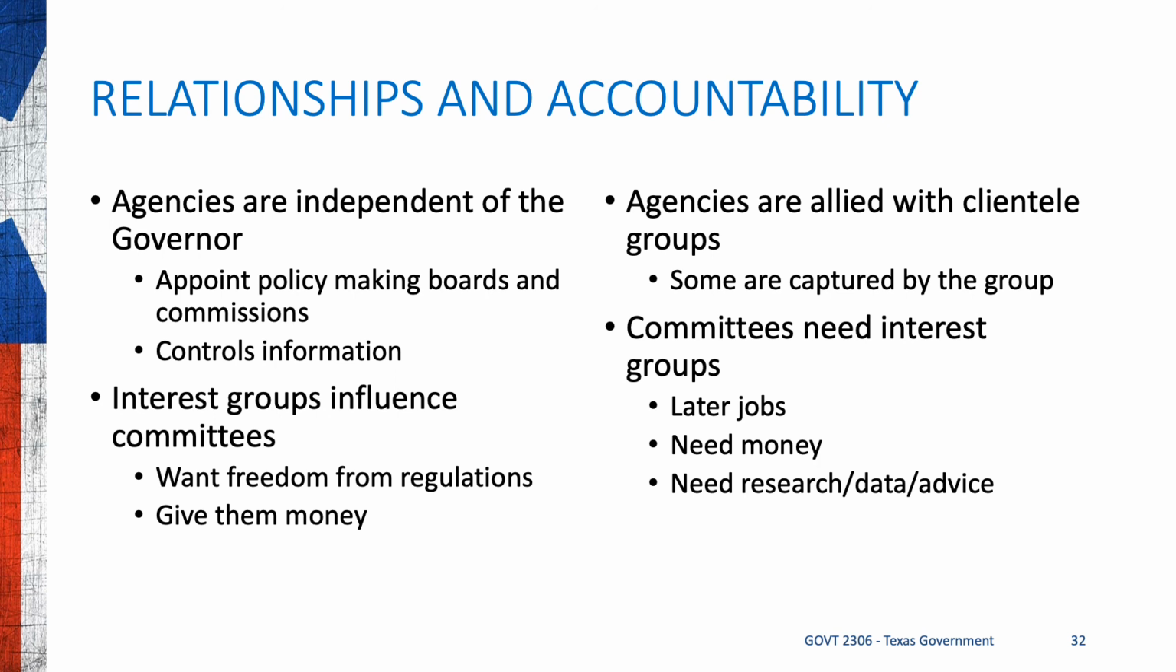Interest groups do influence committees and committee appointments. They will give money to committees that they want to enact certain regulations or free them from regulations, maybe take away some regulations. Agencies sometimes are allied with clientele groups, so that is a group that's directly affected by the agency program. Like a clientele group of the Department of Defense for the federal government would be a defense contractor, something like that. Sometimes an agency is completely taken over by its clientele group, and so everybody in the agency is employed by somebody from the clientele group.